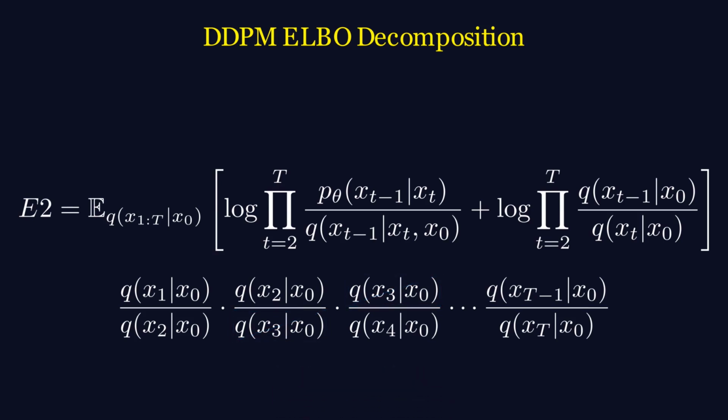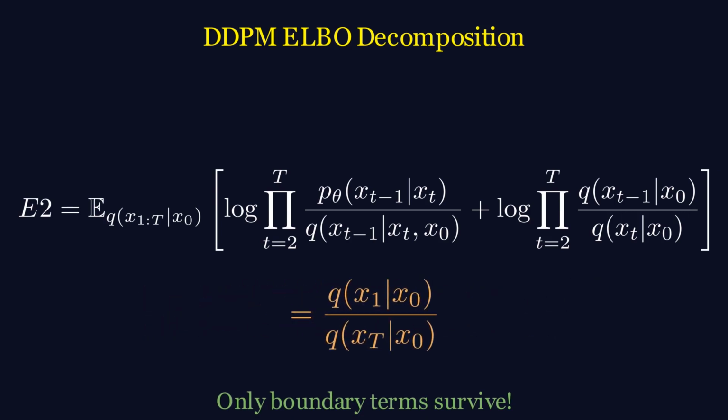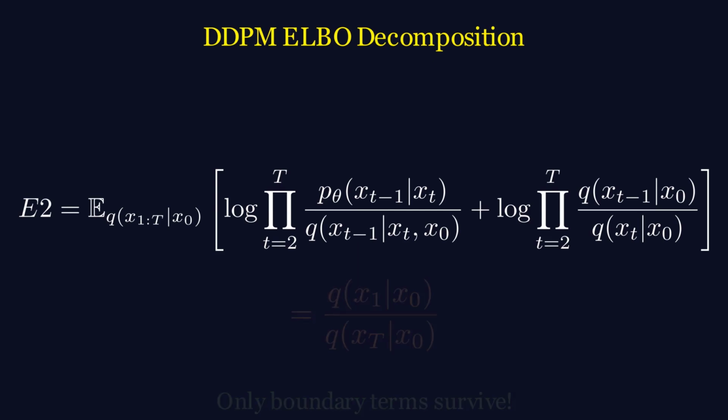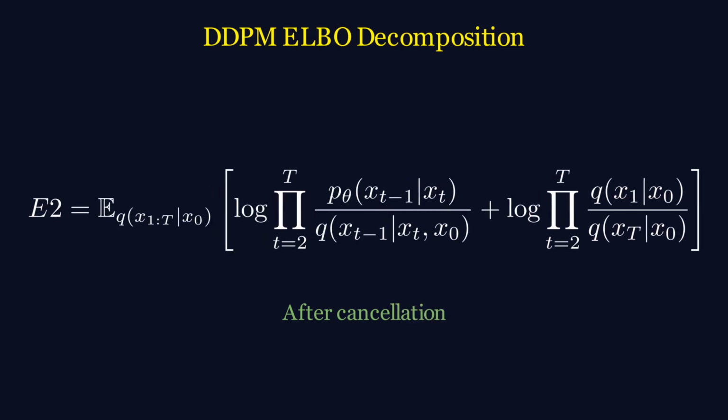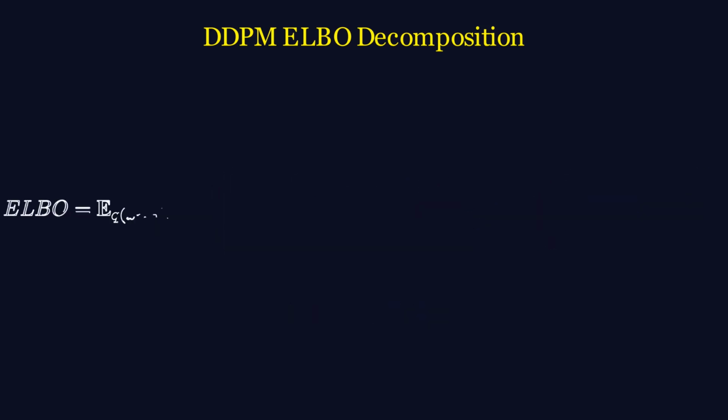This pattern continues for all middle terms, q of x4 given x0, q of x5 given x0, all the way till q of xT minus 1 given x0. Like dominoes falling, each middle term cancels with its neighbor. Only the boundary term survives, q of x1 given x0 over q of xT given x0. We can replace this in the E2 term. Now we bring E1 and E2 back together.